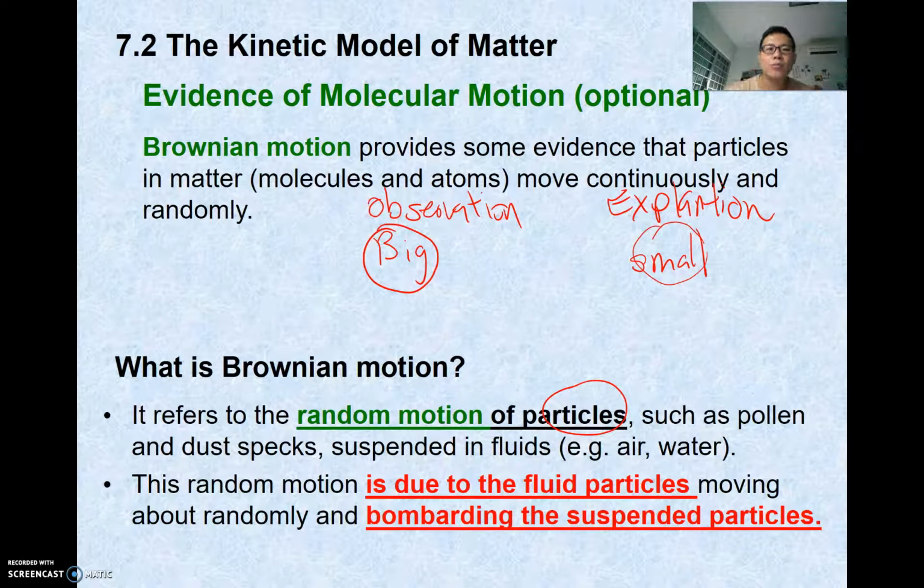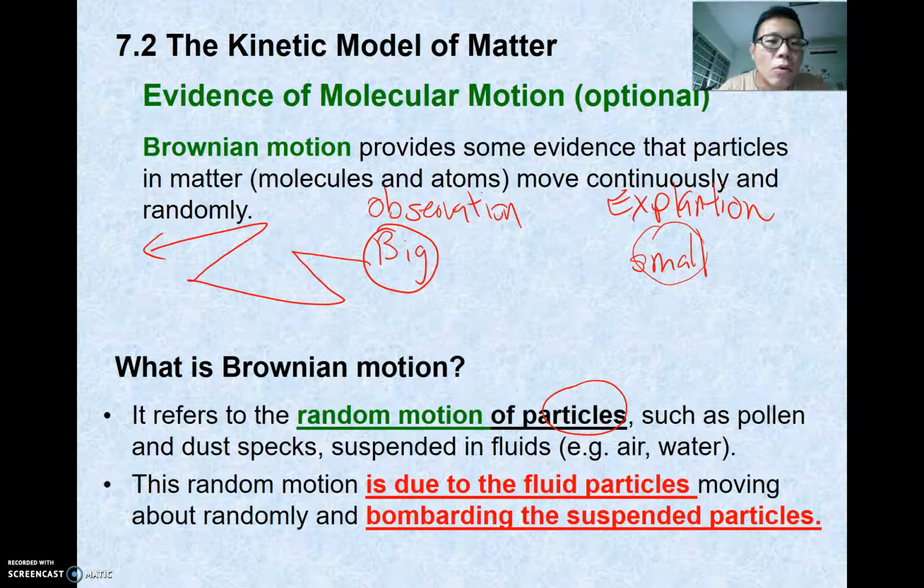Brownian motion inherently talks about what is being observed first. It's being observed that the big particle, when suspended in air, will actually make random motion. It will move randomly. And the reason behind this random motion is the existence of small particles in air bombarding the big particle. So what actually happens is this, that when the big size particle is suspended in air, it is surrounded by small particles, the air particles.